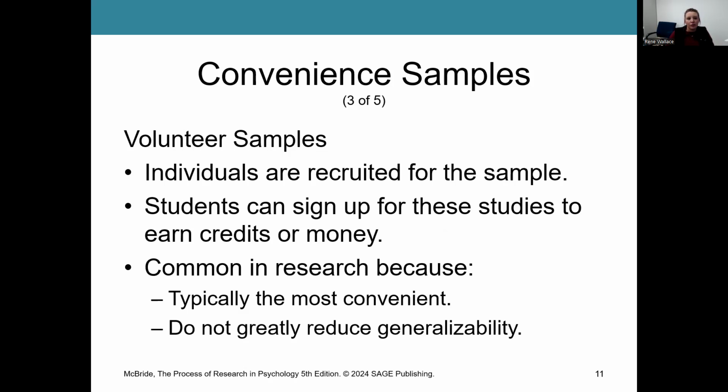Convenient samples use volunteers, right? Individuals are recruited for the sample. Students could sign up for these studies. You get extra credit. Maybe you get a gift card. You get entered into a drawing for a free something or another, right? That's like the research that I sent out that I said you could participate in for extra credit. Or when you sign up for stuff on SONA, the psychology's research page, right? Those are volunteer samples. You're volunteering. Yeah, you get extra credit, but no one's making you do it. It's common because it's the most convenient and it doesn't reduce the generalizability a lot, right? It does, but not so much that it's always flawed.